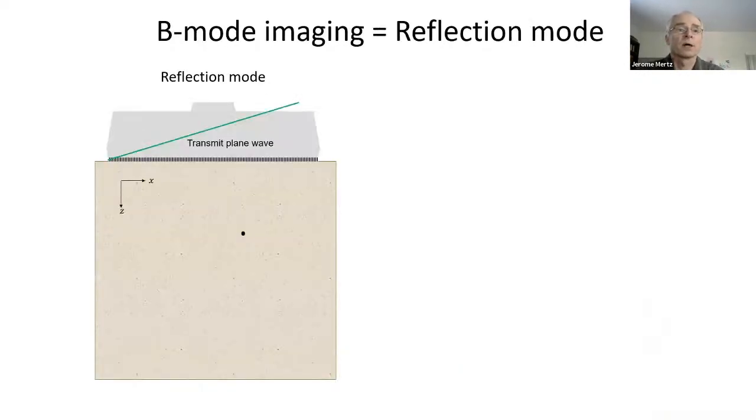So again, let's say you want to look at a particular point in your sample. You would insonify it with a plane wave, hit that point, and then look at the scattered sound, the echo from that point, with your entire receive point spread function from all your actuators. And you would do this for multiple plane waves with multiple tilt angles. But again, this is a reflection mode technique. Is there a way to take this same device and do transmission mode imaging with it?